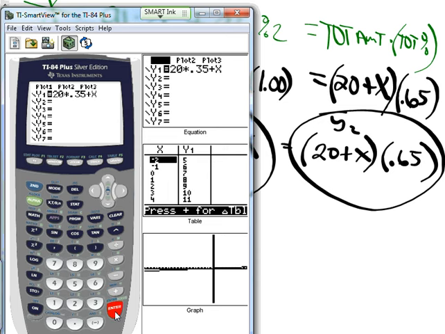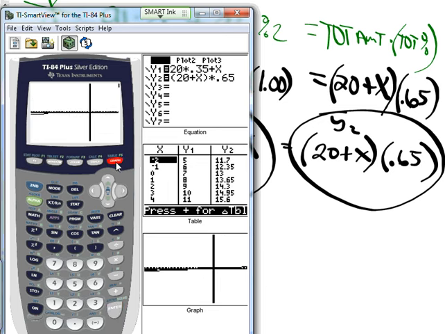My second equation, in parentheses. Question? I heard a question, Mr. Server. Do you have a question? Maybe not. Plus x in the parentheses, and then I multiply by 0.65. Enter. Now when I hit graph, I'm going to hope that I can see the two lines crossing.